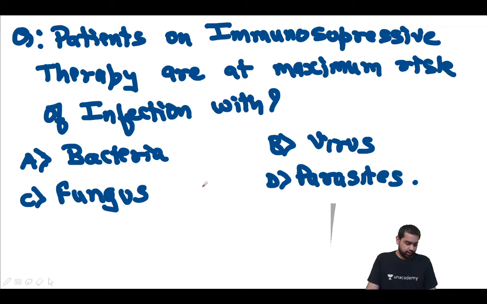Right. Yeah, so Raghu is saying it's B. Fair enough, guys. The answer is in fact B. Okay, so what is the answer to this particular question? The maximum risk of infection which occurs with immunosuppressive therapy is in fact a virus. Okay, so good, very good. Okay, so it is B.